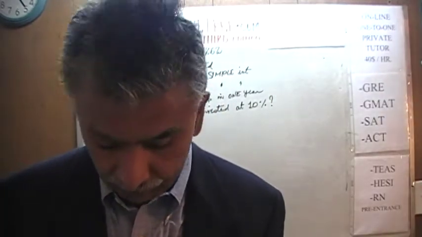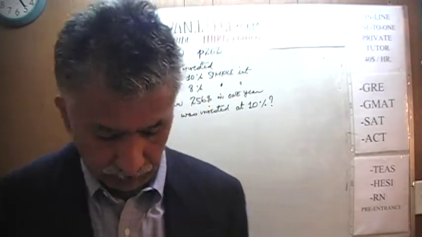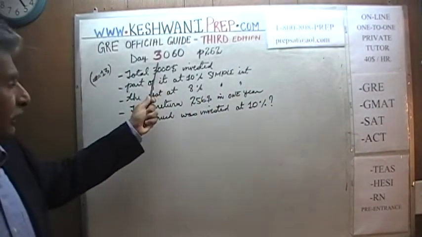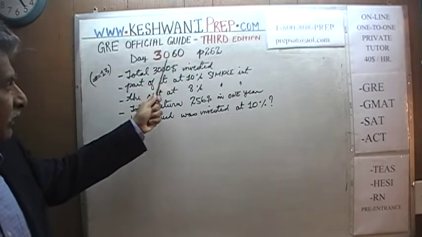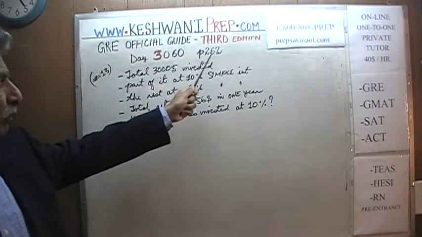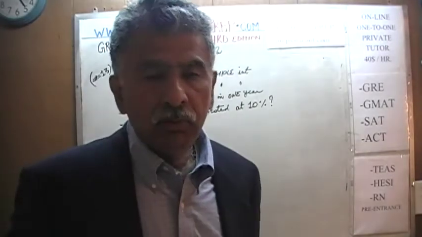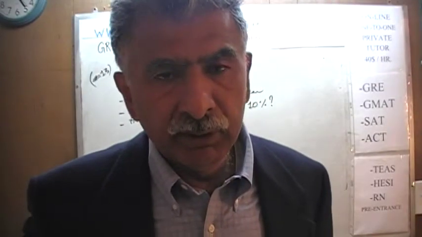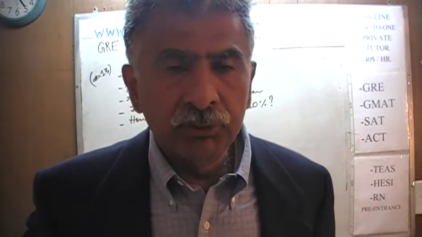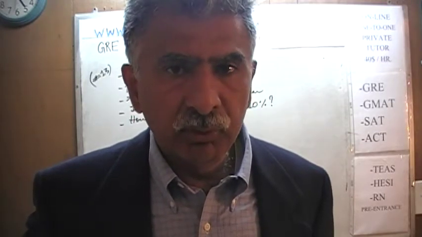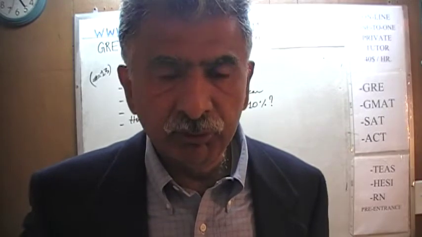Today is our lesson number 60. Day 3060, the 3 signifies that we are in the third edition. Day 60, we are on page number 262. We will solve problems 13 and 14. Problem 13, as you can see, is already on the blackboard. You must also have the book in front of you so that you can read the problem yourself. Always make sure the book is in front of you. Turn to page 262, number 13.